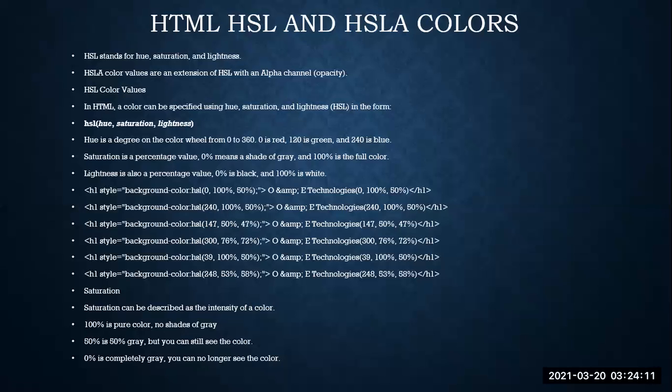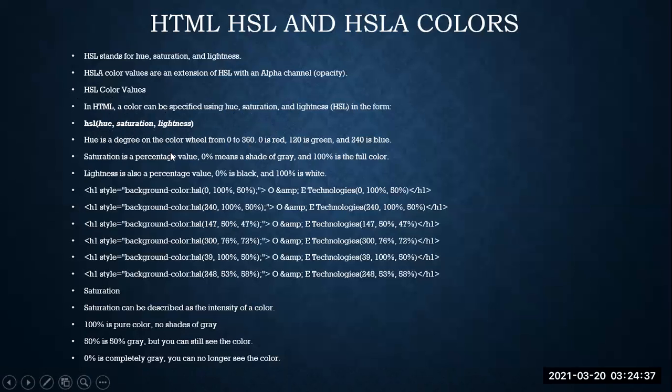So they all do the same thing. It's just for you to be able to identify and make use of the exact code that is provided. Now, in HTML, a color can be specified using the hue, saturation, and lightness in the form of HSL. That's the same way you have the RGB. So here we have the HSL, which is the hue, saturation, and lightness.